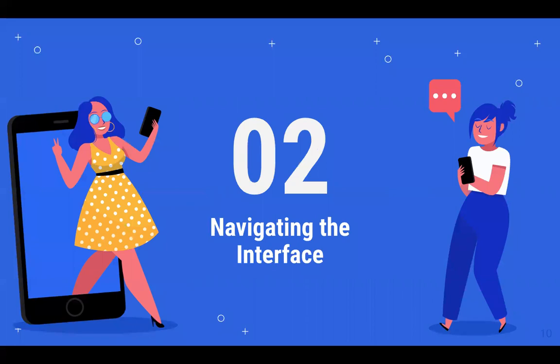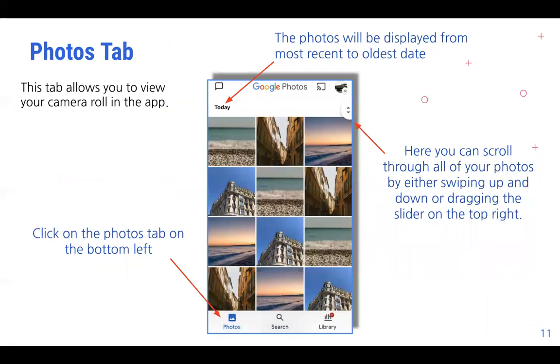Now we'll be learning about how to navigate the interface. So first we'll talk about the Photos tab. This tab basically allows you to view your camera roll within the Google Photos app. So what you want to do is click on the Photos tab at the bottom left hand corner of your screen. And then your photos on your camera roll will be displayed from the most recent to oldest date as shown by the today banner, which means that all the photos you're seeing were taken today. And so you can scroll through all of your photos by either swiping up and down or dragging the slider icon you see on the top right.